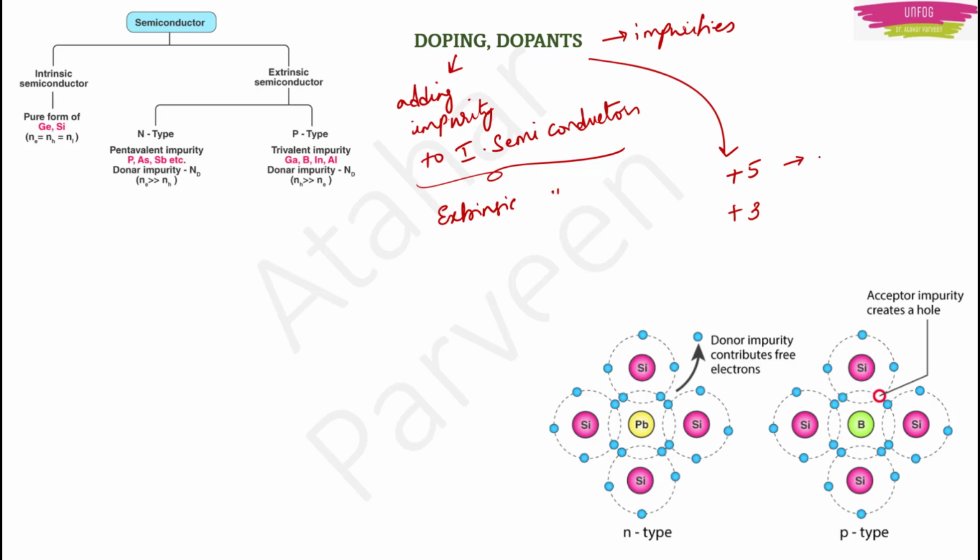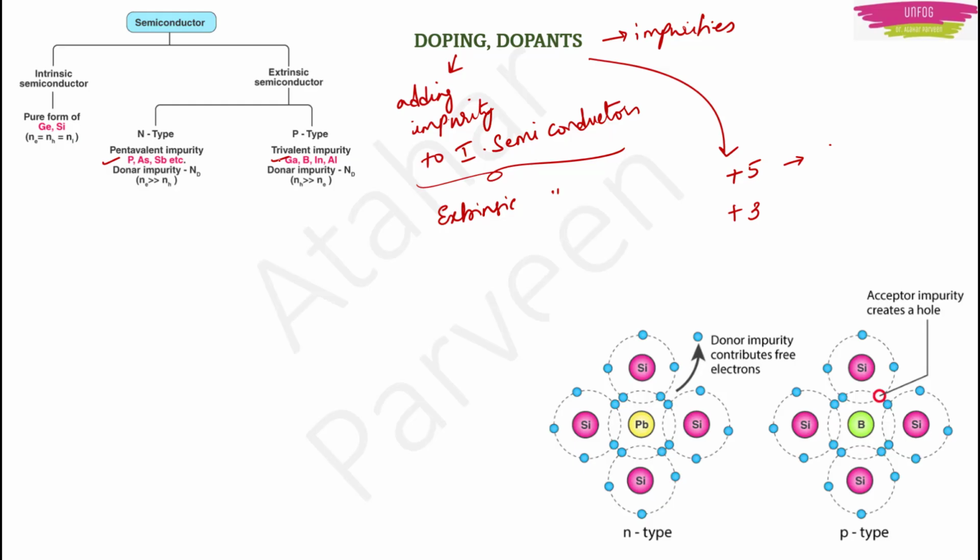Examples for pentavalent: phosphorus, arsenic, antimony, etc. And for trivalent: gallium, boron, indium and aluminium. So keep this in mind, because they are asking all this. Anything can be asked in your question as an MCQ.